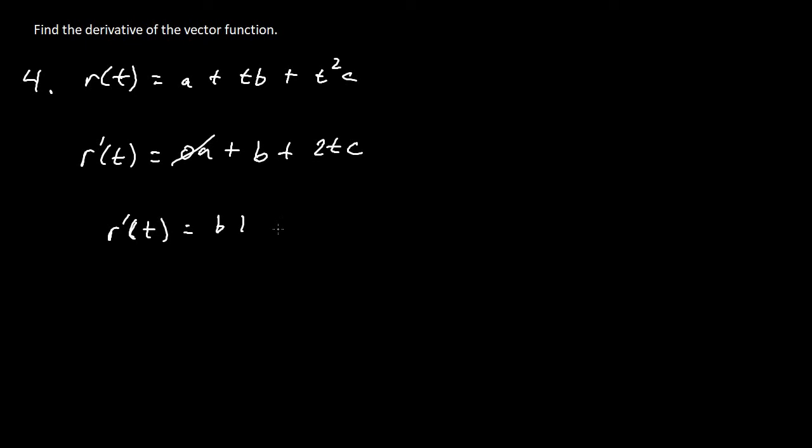So r prime of t, the final answer for the derivative of this specific vector function, is going to be b plus 2tc. Now moving on to the next set of questions, let's say we're trying to find the unit vector. Remember, if we're trying to find the unit vector for vector A, then the unit vector formula will be equal to the vector A over the magnitude of A. But now, instead of vector A, we're looking at vector equations in terms of r of t.